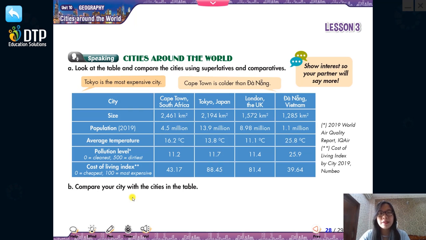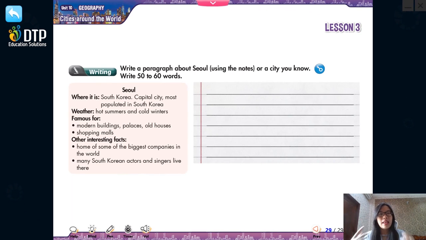Now, let's move to the next part of our today lesson. And the last part of our today lesson is the writing. Write a paragraph about Seoul using the note or city you know. Write 50 to 60 words.